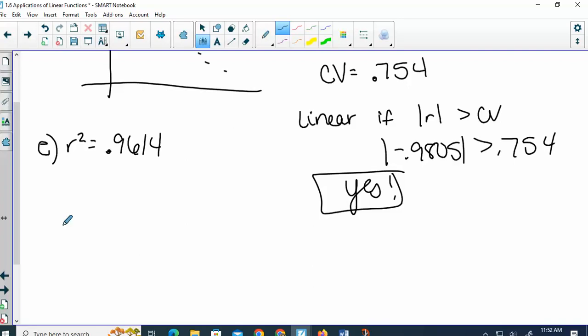So if you are looking at your formula sheet, remember it tells us what a lot of things are. And it says the coefficient of determination, r squared, measures the proportion of total variation in the response as explained by the regression line. So this means 96.14% of the variation in our y value, which y was what in this problem?